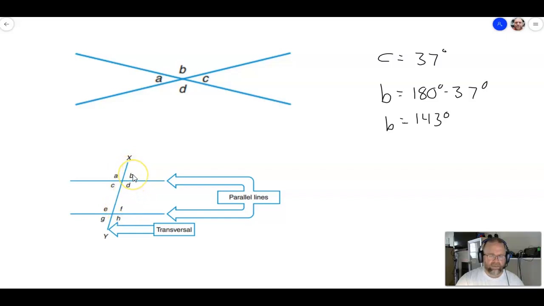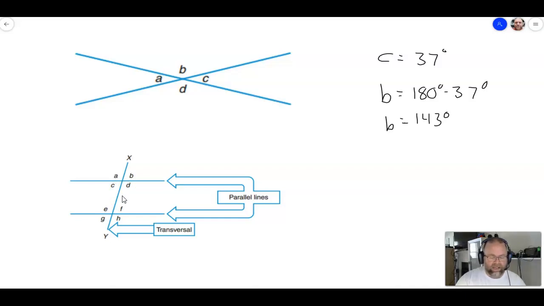So F and B are corresponding angles, E and A are corresponding angles, G and C are corresponding angles, and H and D are corresponding angles. And corresponding angles are always equal to each other. So that's kind of a nice property that we have about that.